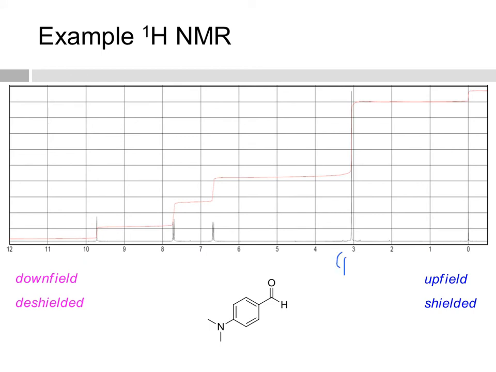The scale is measured in ppm, and you can see that shielded protons will appear at a lower ppm, while deshielded protons will appear at a higher ppm. In terms of the spectrum, we call it upfield, where the protons are more shielded, and downfield, where the protons are more deshielded.